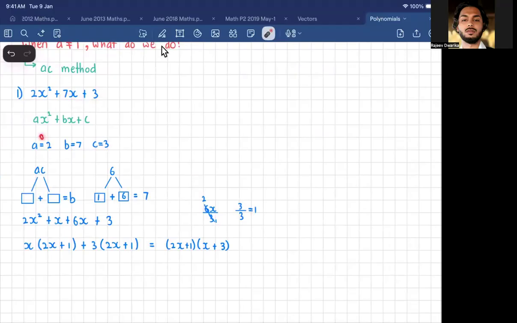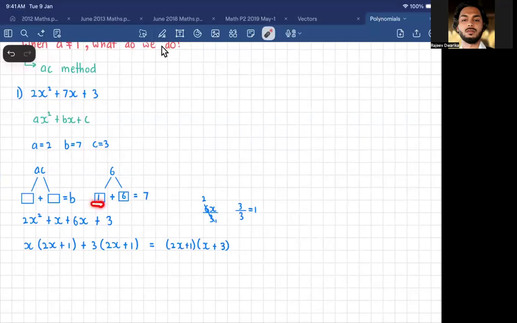We are going to multiply A by C, hence the AC method, and we're going to get 6. Now, to get back 6, we are going to choose 1 and 6, because if you multiply 1 and 6, you're going to get back 6. Additionally, the numbers that you select must add up to what the B term was. So the B term was 7, so that's why I picked 1 and 6. 1 times 6 gives you 6, and 1 plus 6 gives you 7. So that's how we know it's the correct choice.